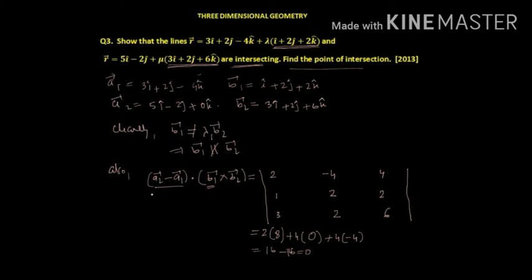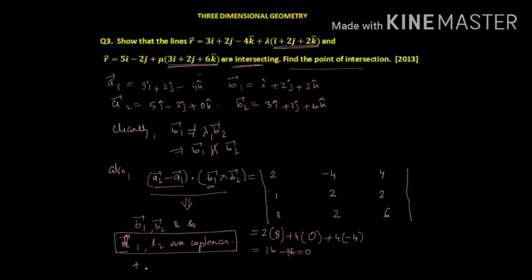So once you get this product 0, try to recall that this is the condition of coplanarity. So this will tell you that line 1 and line 2 are coplanar, right? They are coplanar, at the same time not parallel. So what should it imply? Intersecting. Okay, intersecting. So we have done up to the first part.